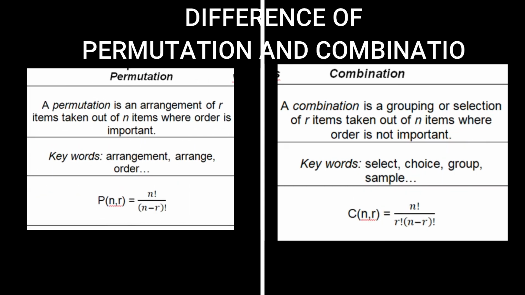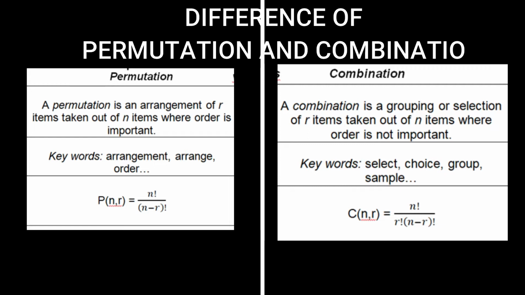So, permutation is an arrangement of r taken out of n items where order is important. So, in permutation, order is very important, while in combination, the order is not important. So, the key word in permutation is to arrange with order, while in combination is to select or to choose from the group or from the sample.